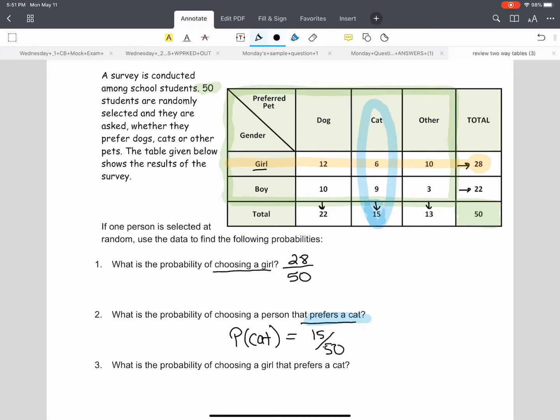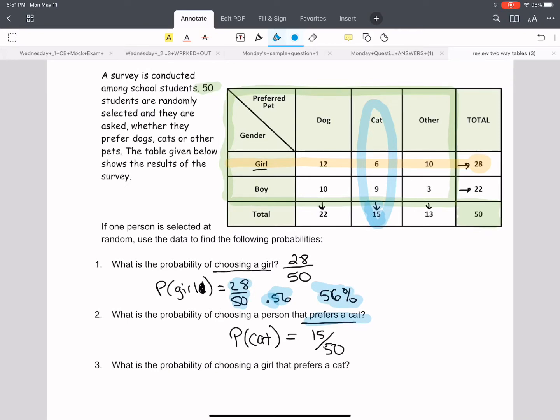And this one was the probability of girl. I like to write it out like that. So then that's 28 out of 50. Please note that 28 out of 50 is one answer, but I could also write that answer as 0.56, right? That's another answer. Or I can write it as 56%. Any of these answers are totally fine, and you should be aware of them as multiple choices.